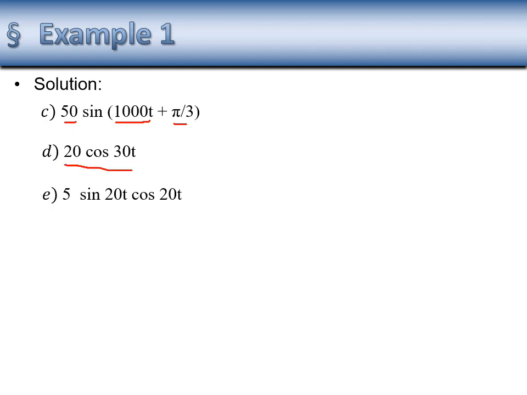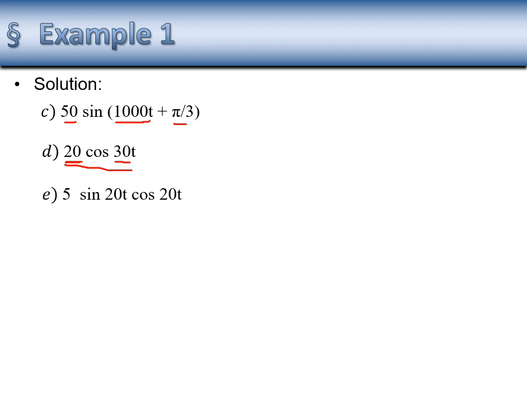Now, in letter D, this is a sinusoid expressed as a cosine function, and we don't need to have it expressed as a sine function, and in that case you will have amplitude as 20 and omega as 30 radians per second.